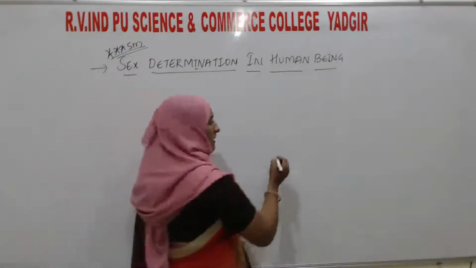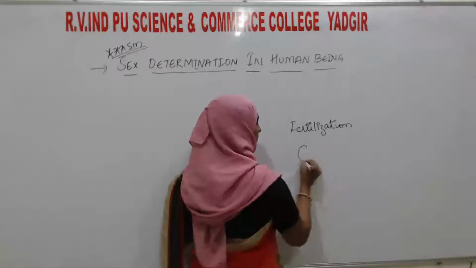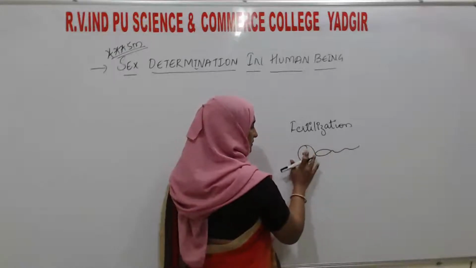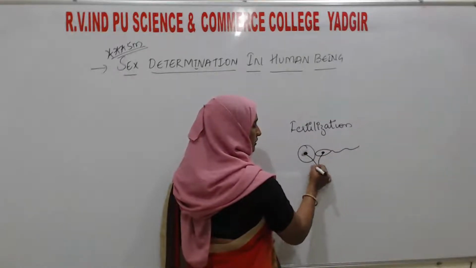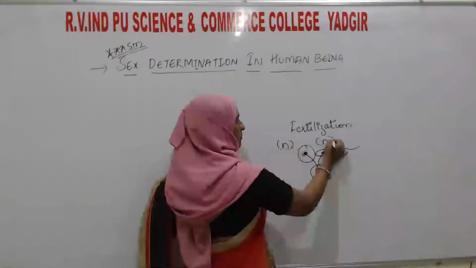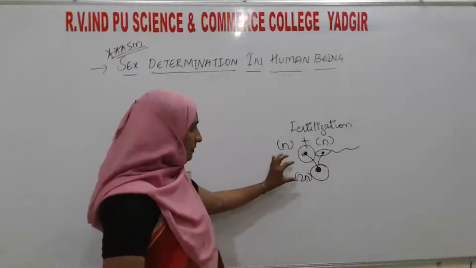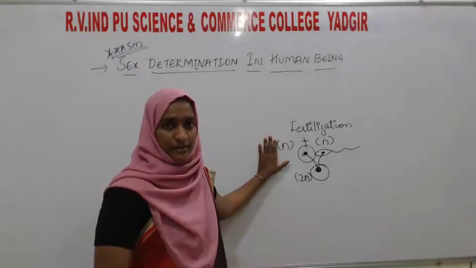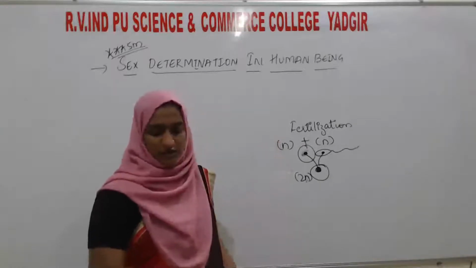Immediately after fertilization, this is the female gamete and this is the male gamete. Their nuclei fuse and form a diploid zygote. One set of chromosomes plus one set of chromosomes makes a diploid cell. This we know. On the basis of this fertilization only, the sex of the baby is decided.